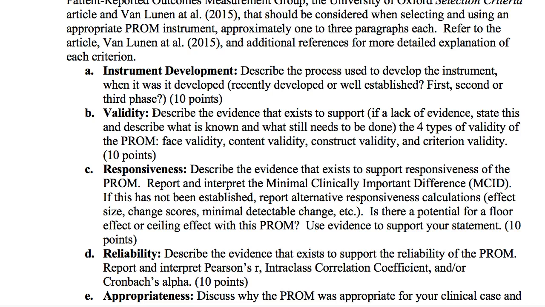So if you're going to work with somebody else, please post that. Tell me what PROM you're going to do. I want to limit it to first come, first serve. But if we have issues with that, we can talk about that in our forum. I will approve the PROM that you pick in the forum. If you have any further questions, please ask.